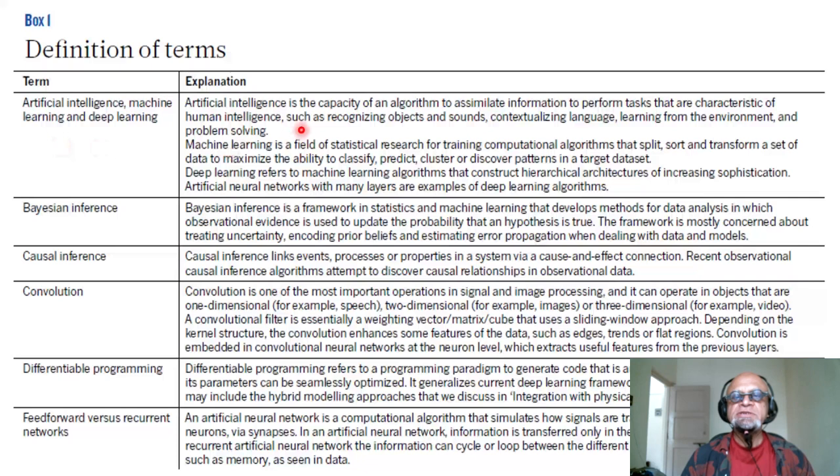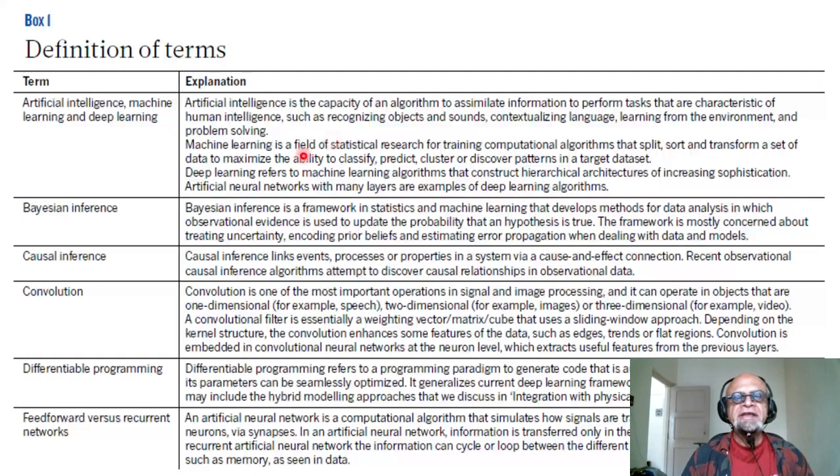Briefly, artificial intelligence is the capacity of an algorithm to assimilate information to perform tasks that are characteristics of human intelligence, such as recognizing objects and sounds, contextualizing language, learning from the environment, and problem solving. So this is probably what you have already learned, because now you know that AI is being used for providing autocorrect, and ChatGPT is used now for writing essays and finding new information, for writing songs, making images, science fiction, and so on and so forth.